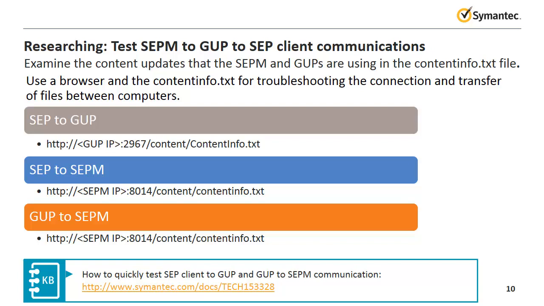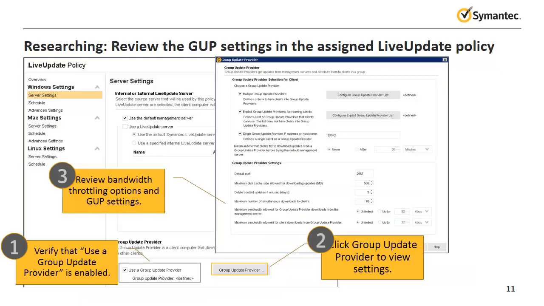If the connection fails, verify the DNS service and check its routing path. It's also a good idea to do basic network testing between the SEPM, GUP, and SEP clients to ensure communication works. For more information on this topic, see the KBs listed on the screen.